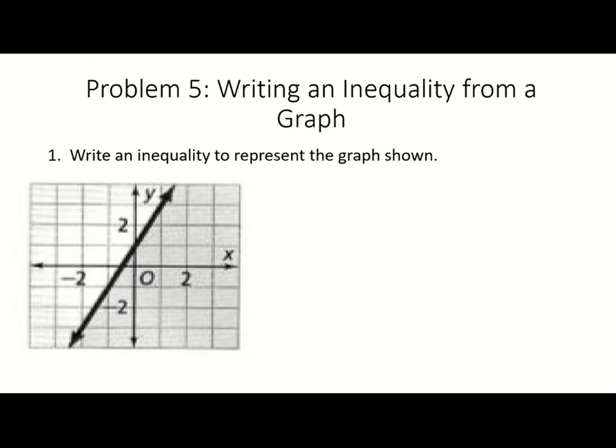Now, in addition to graphing inequalities, we can also write the inequality given a graph. So we're going to jump to the next problem, problem 5, that says write an inequality to represent the graph shown. So we're given this picture, and when you write an inequality, we want to know the y-intercept, we want to know the slope, which I'll just use m to represent slope. Now, the y-intercept is the point where we cross the y-axis. In this case, where I made the red dot, that would be at 1.